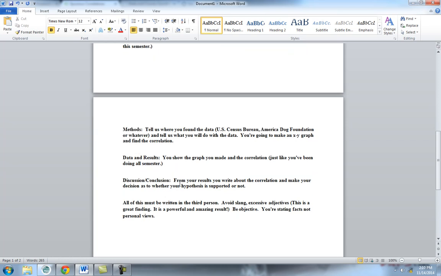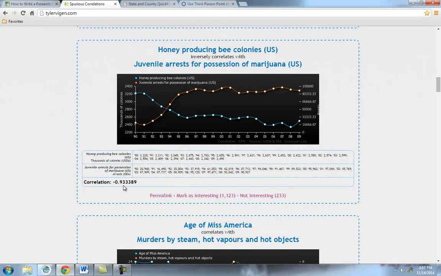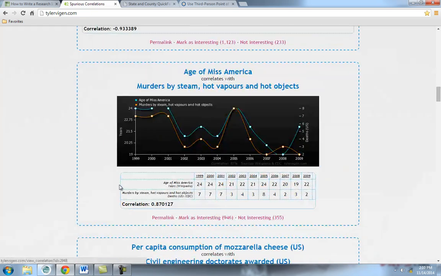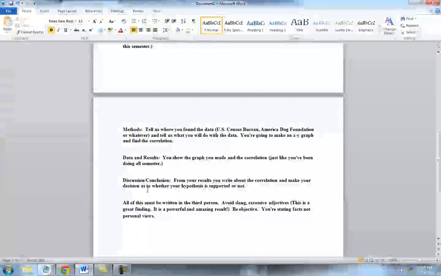The next thing is the big part. This is your decision-making process. From your results, you write about the correlation. Make your decisions. So, is there a correlation? So, okay, over here, yes, there's a correlation. There's a negative correlation, 0.9. That's pretty high. 0.8. So you can see that these are pretty high. But if you had a correlation of about 0.2 or negative 0.2 or even 0.5 or negative 0.5, you really don't have much to stand on.